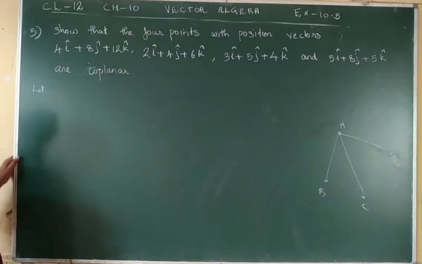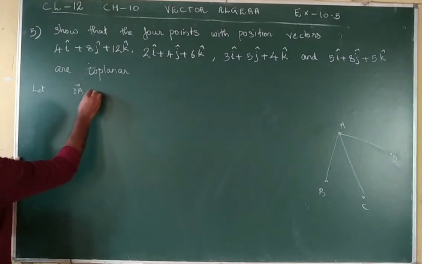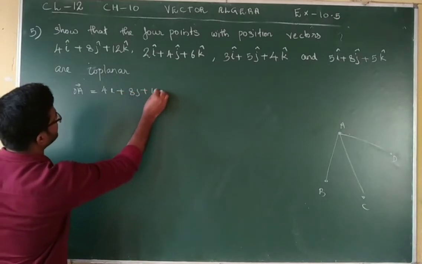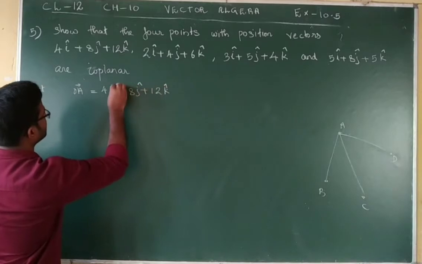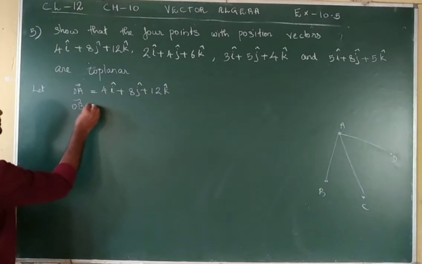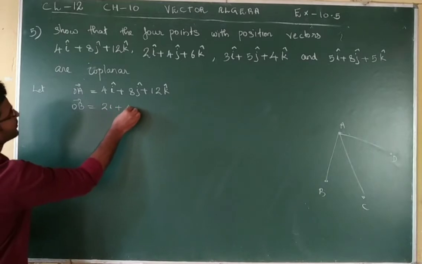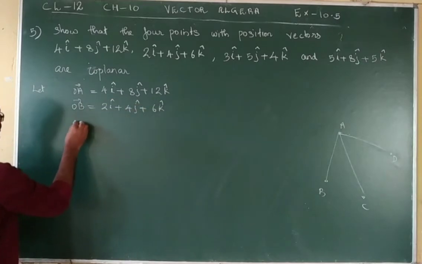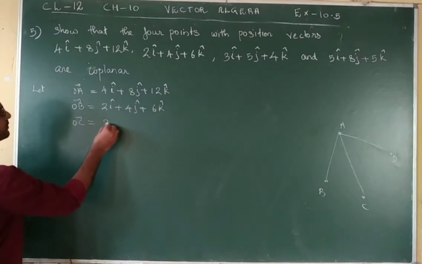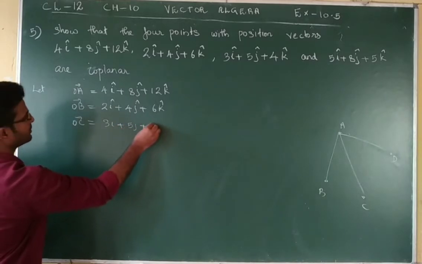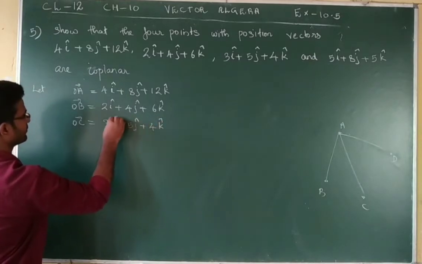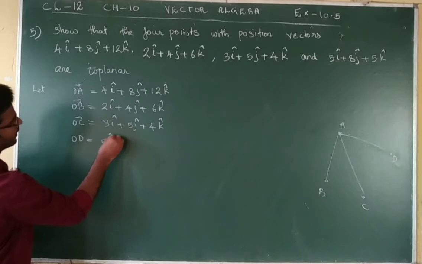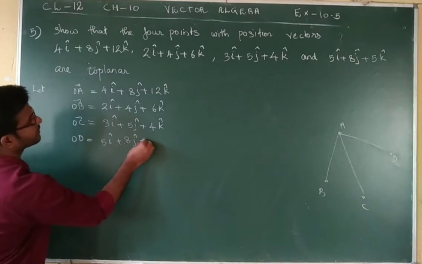Let us give names. First position vector of first point is OA, that is 4i plus 8j plus 12k. Then OB vector is 2i plus 4j plus 6k. OC vector is 3i plus 5j plus 4k. OD vector, that is the last vector, 5i, 8j, 5k.